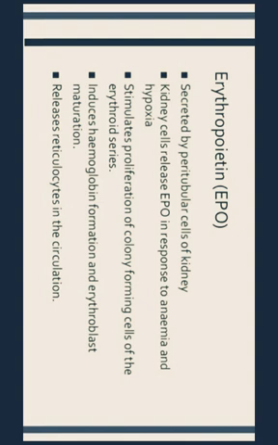Now for the erythropoietin hormone: it is secreted by the peritubular cells of the kidney, and the kidney releases EPO in response to anemia and hypoxia. In a condition of anemia, where there is not a proper amount of RBC formation, or in hypoxia, where there is a deficiency of oxygen, it stimulates the proliferation of colony forming cells of the erythroid series, and induces hemoglobin formation and erythroblast maturation as well.